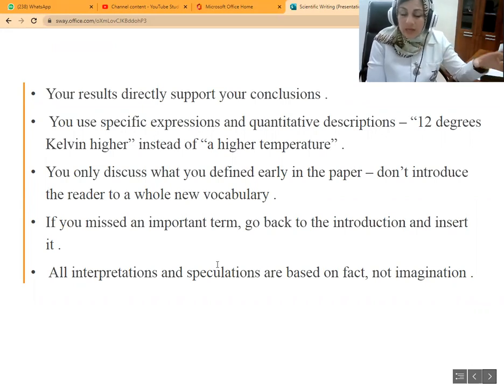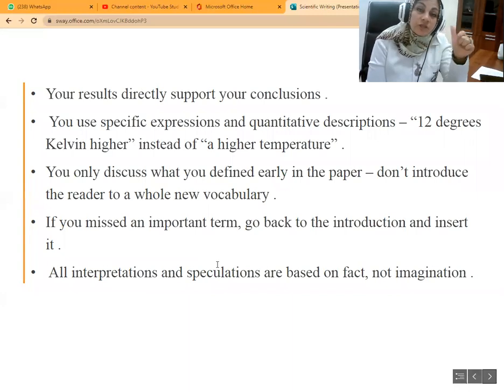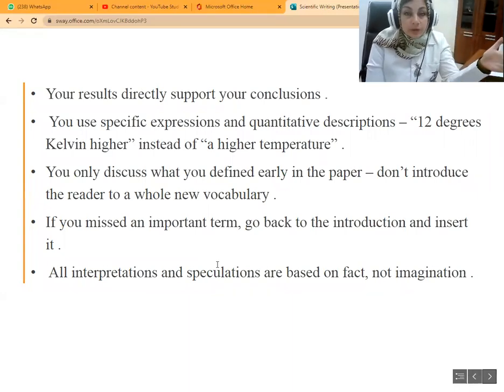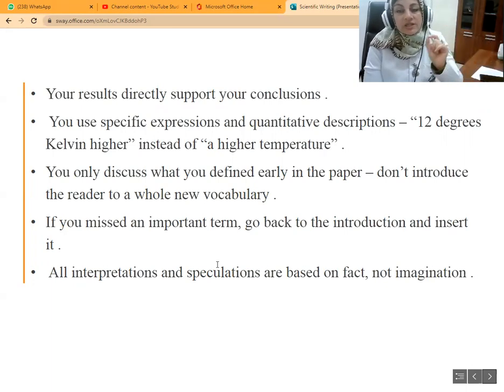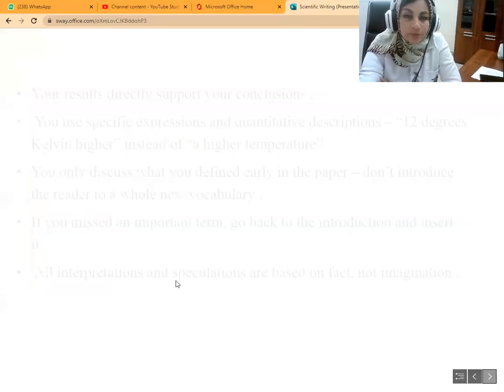Don't put anything new. If you find yourself introducing new terminology, this means that this is a section that needs to go in the introduction. Take care, all your interpretations and speculations have to be based on fact, not on imagination. Otherwise, the reviewers will return it to you.